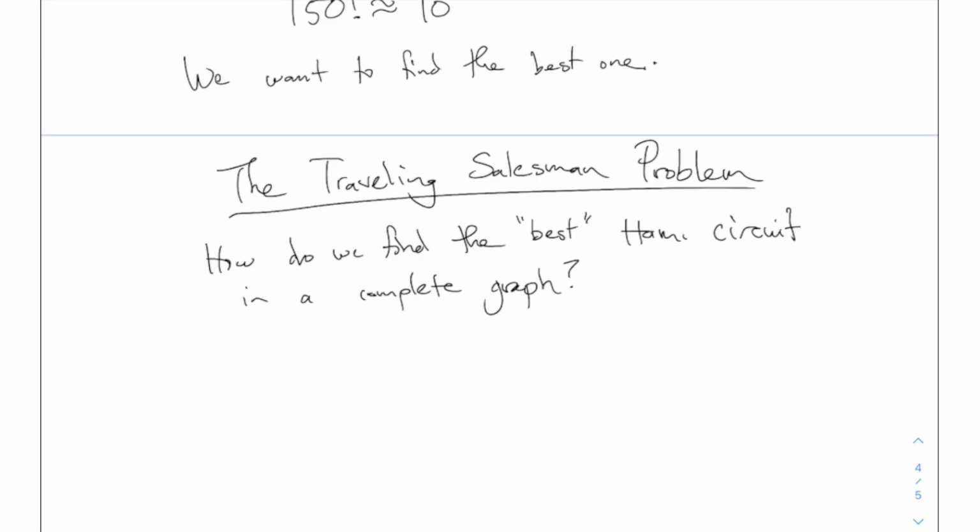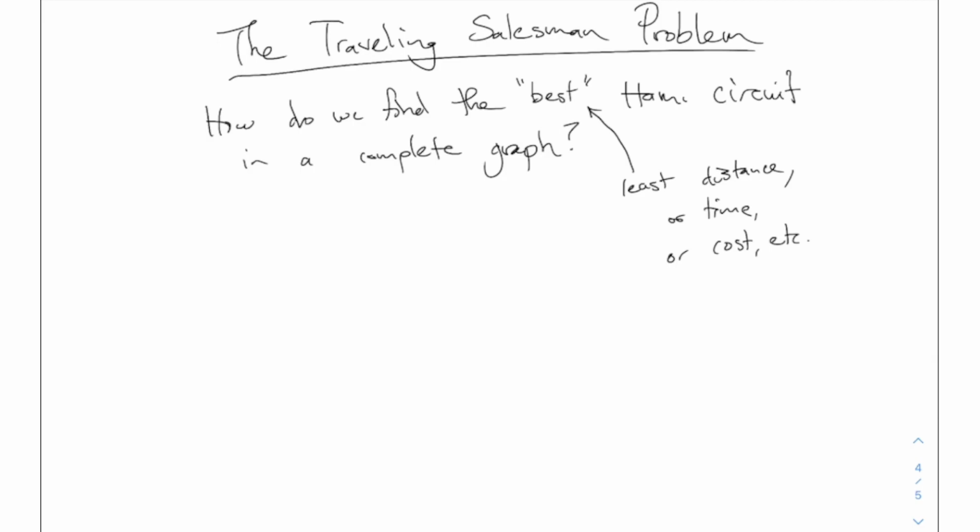How do we find the best Hamilton circuit in a complete graph? Where best means the least distance, or maybe time, or maybe cost, etc. Depending on exactly what you're trying to do, there may be different ways of judging what counts as best. But it could be anything. All right. I want to do some examples where you actually have a scenario and you figure out what is the best route.